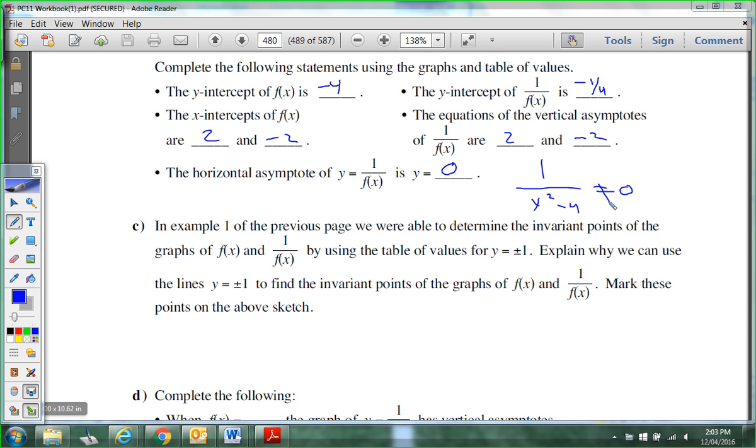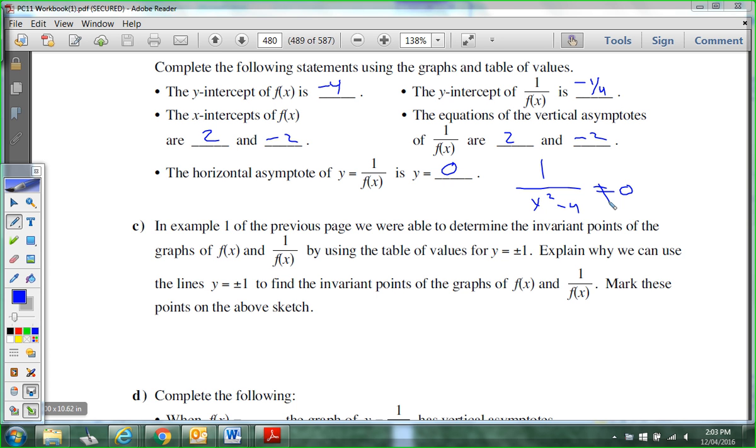Okay, example 1, the previous page, we were able to determine the invariant points of the graphs f of x and 1 over f of x by using a table of values, y equals plus or minus 1. Explain why we can use the lines y equals plus or minus 1 to find the invariant points of the graph. Okay, and mark these points above.